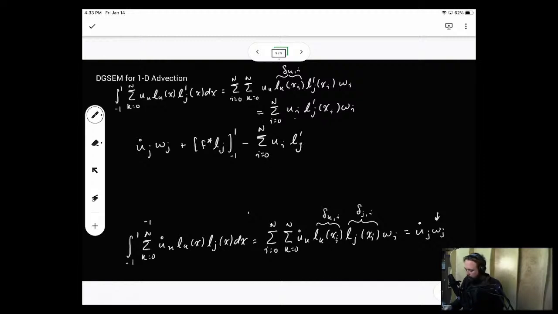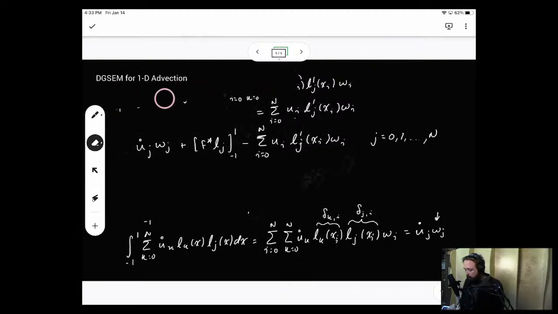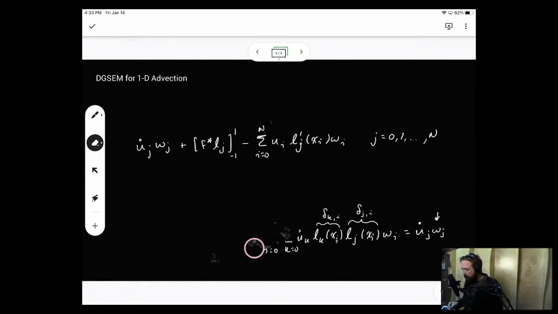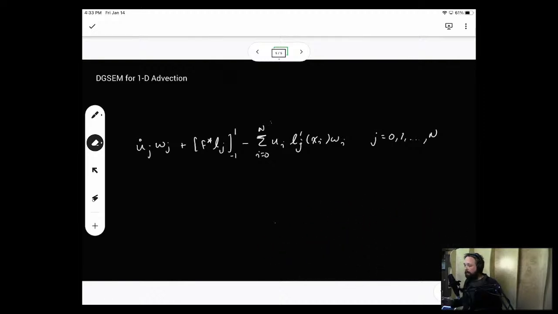ui L prime j xi omega I, and this is for j equals 0, 1, so on out to n. So what's cool here is we now have a discrete ODE system. So we went from a partial differential equation to a system of ODEs where the degrees of freedom in that ODE are the nodal points of the solution. So unlike finite element methods or even modal spectral element methods, we're not having to work with those modal coefficients and then reinterpolating to get the solution on a grid.